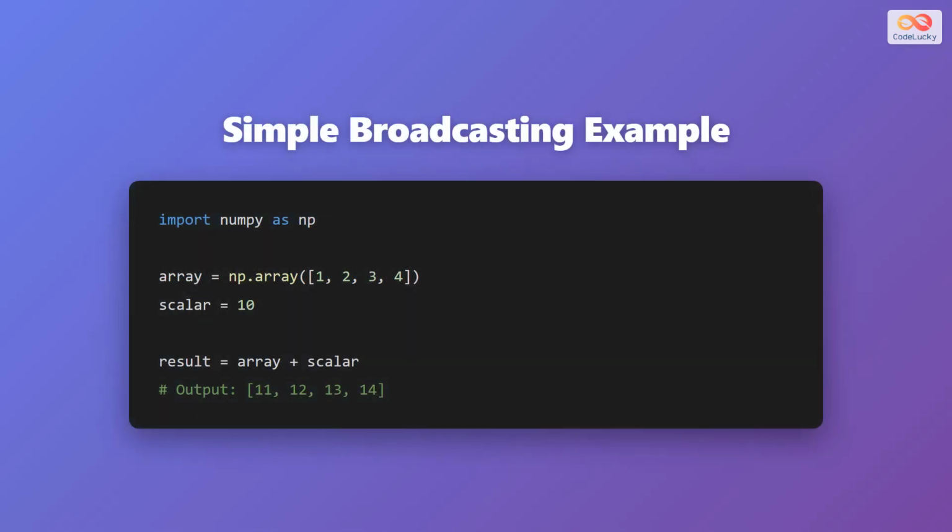Let's start with a simple example. We have an array containing the values 1, 2, 3, and 4. We also have a scalar value of 10. When we add the scalar to the array, NumPy broadcasts the scalar across all elements. The result is 11, 12, 13, and 14. The scalar 10 was effectively added to each element of the array without us having to write a loop.